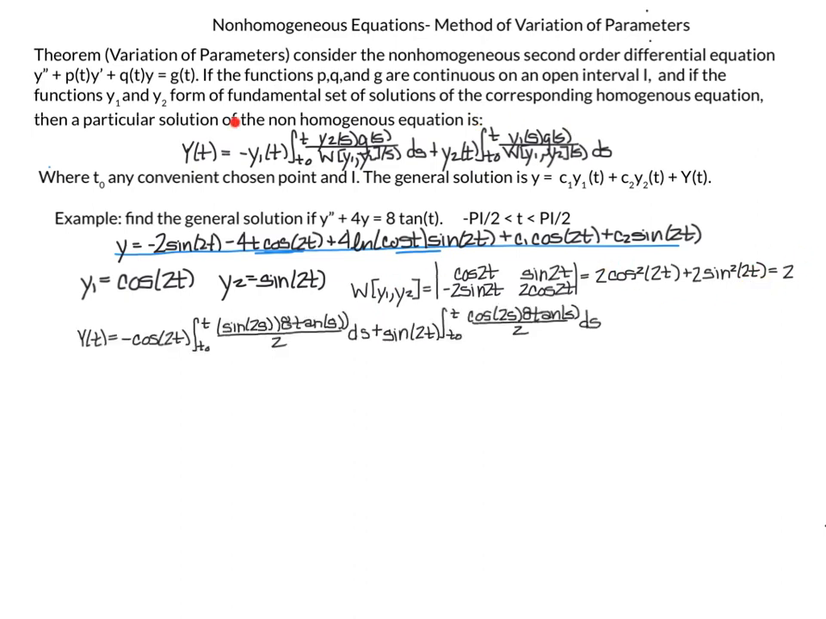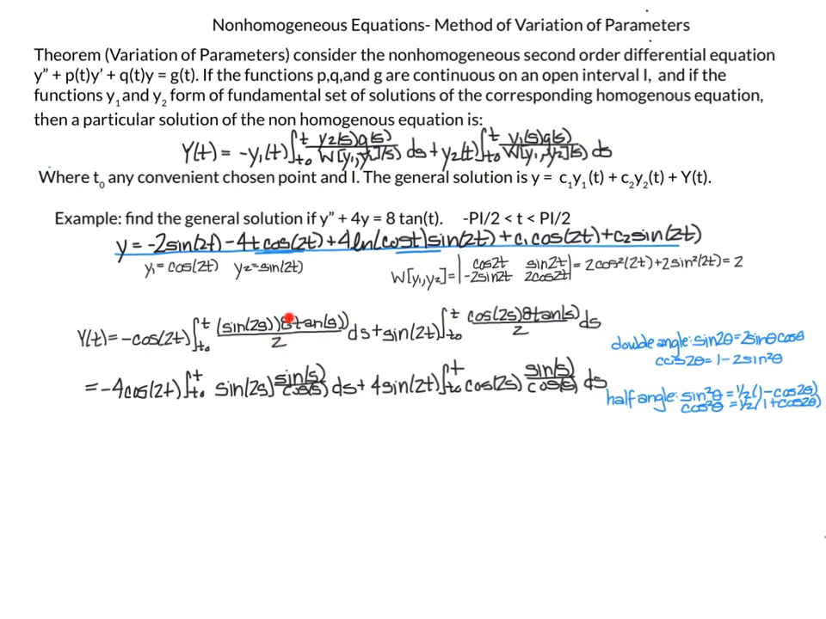I started to plug things into my formula for my particular solution, capital Y of t. I have my negative y1, that's my negative cosine 2t, times the integral y2 times g. So y2 is sine of 2t times g, 8 tangent s. Oh, and my variable of integration is s. So I switch that all over the Wronskian, which is equal to 2, plus, and now I do my y2, the sine of 2t times y1 g. So y1 is cosine 2s, my g is 8 tangent s, all over the Wronskian, which is 2.